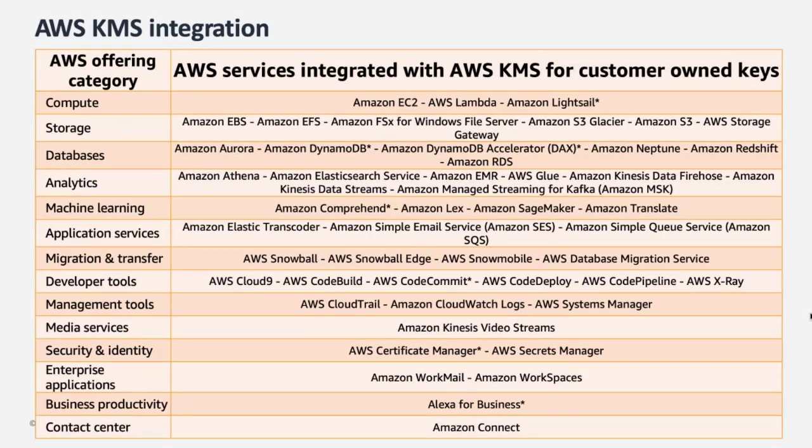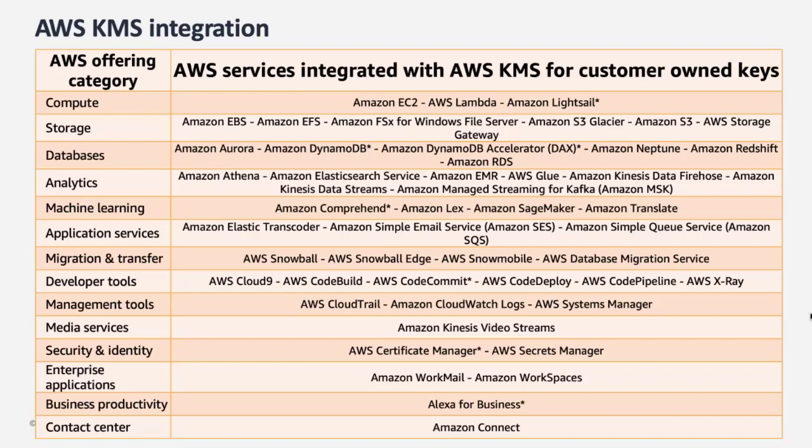AWS KMS is integrated with lots of AWS services. At last count, I think it's somewhere around 45. I haven't counted this slide. EC2 on compute and storage, Amazon S3, and databases, Amazon Aurora. And analytics, we have Elasticsearch Service. Machine learning, we have Amazon Comprehend.